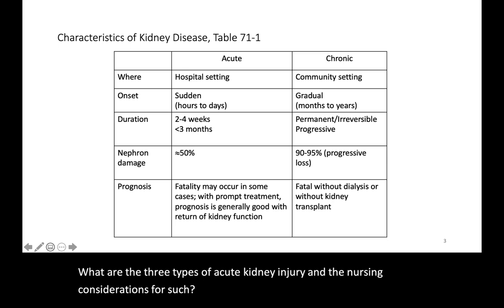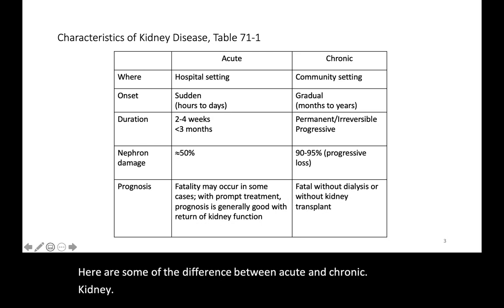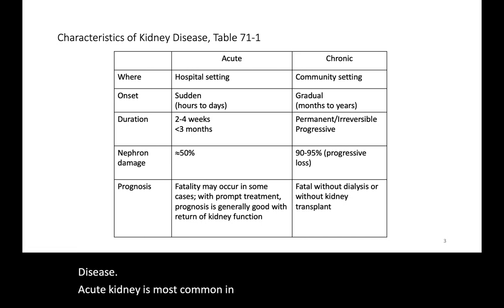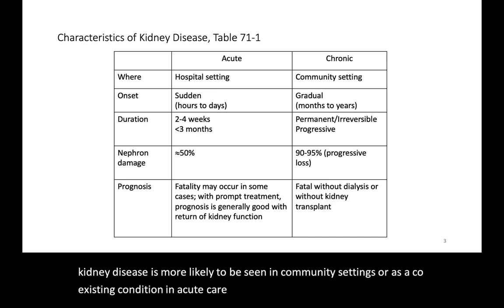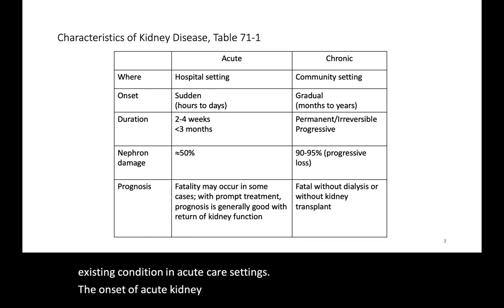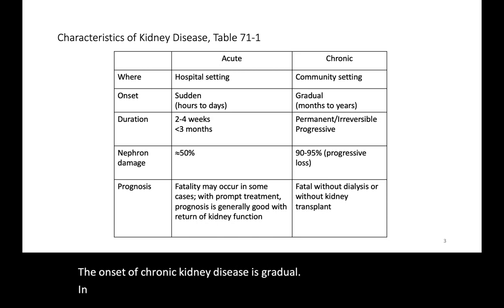Here are some of the differences between acute and chronic kidney disease. Acute kidney injury is most common in the acute care setting, whereas chronic kidney disease is more likely to be seen in community settings or as a coexisting condition in acute care settings. The onset of acute kidney injury is sudden, in a matter of hours to days. The onset of chronic kidney disease is gradual, in a matter of months to years.